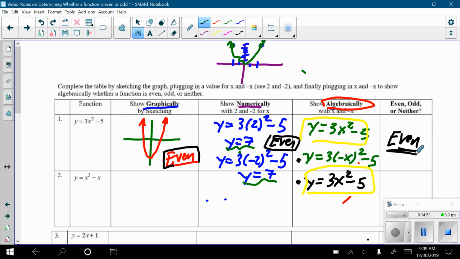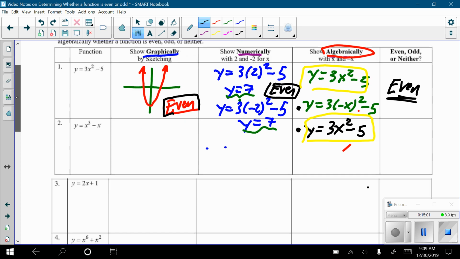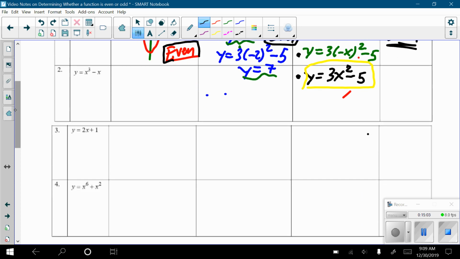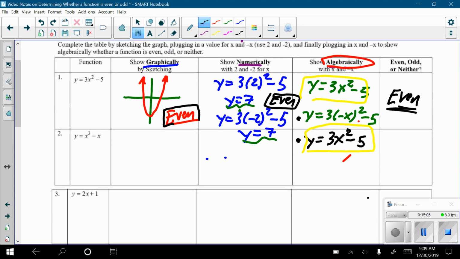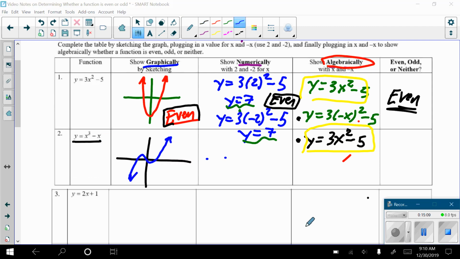Okay? These are 3 different ways to tell if a function is even or odd. The last way is going to be the most important. Okay, I'm going to run through 2 with you, and then I'm going to want you to do 3 and 4 on your own here. Okay, so again, let's toss this in our graphing calculator. You get a graph that looks like that. Graphically, this looks odd.